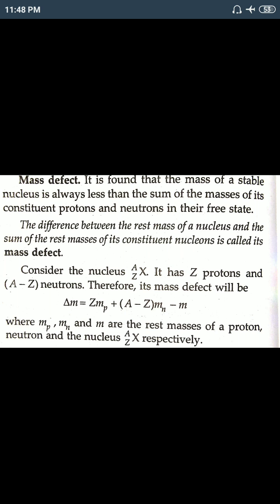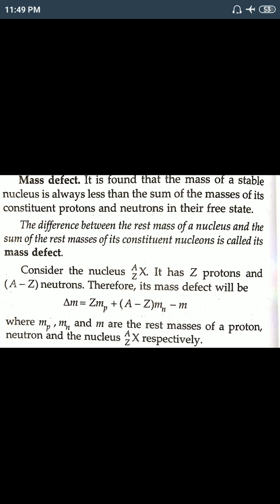As an example, suppose the total mass of a nucleus is 10 kg, but when you measure separately, the mass of protons is, suppose, 8 kg and the mass of neutrons is 5 kg. So 8 plus 5, that total mass will be 13 kg, but in the experiment it is shown that the total mass of that nucleus is 10 kg. So a defect arises. That defect is called mass defect.